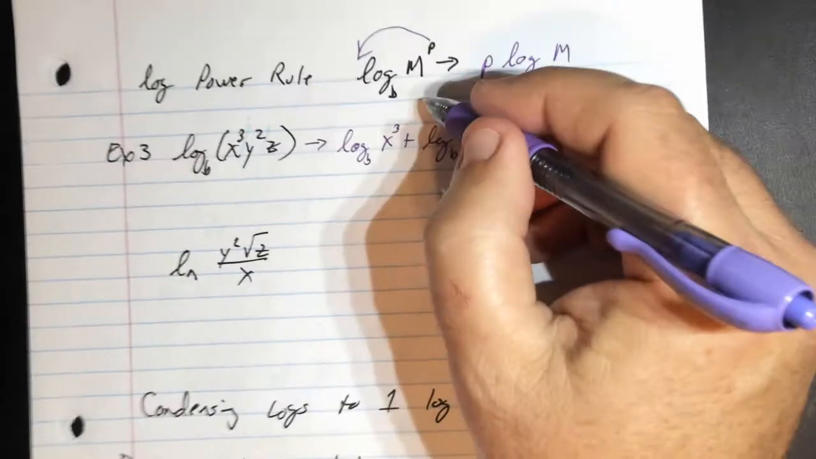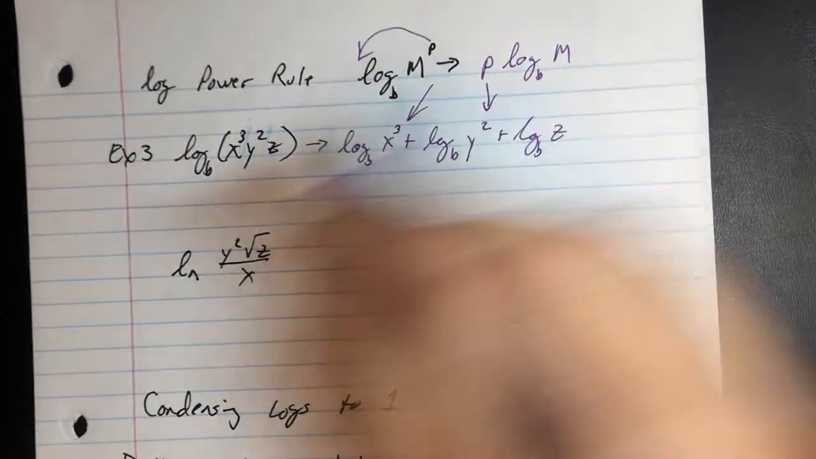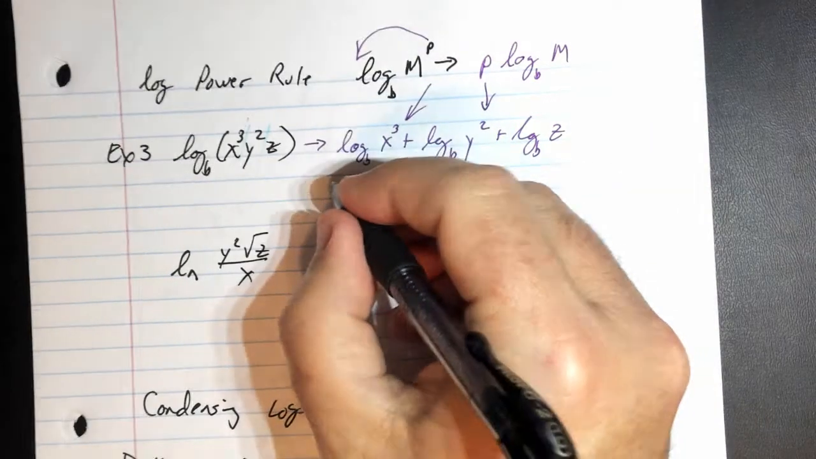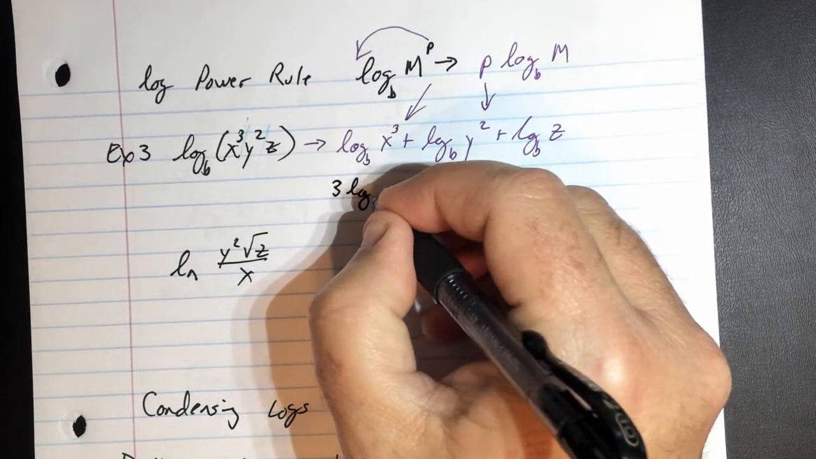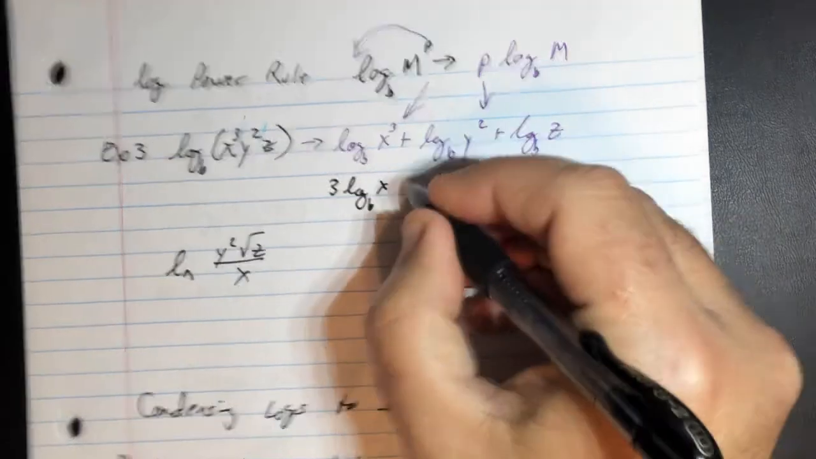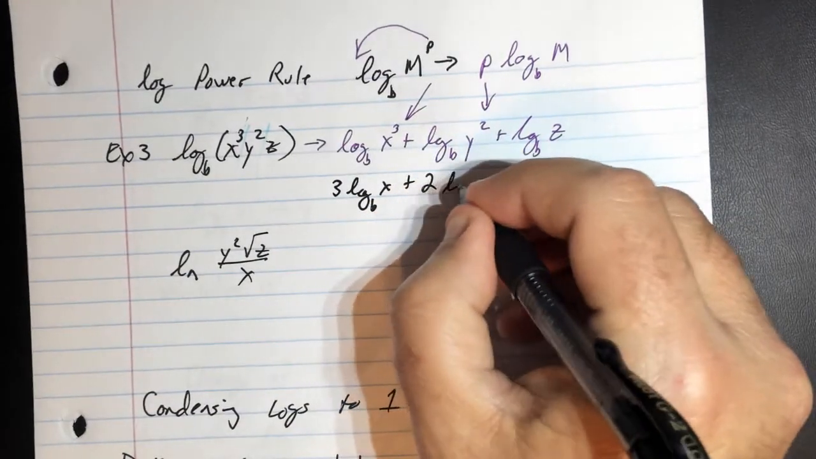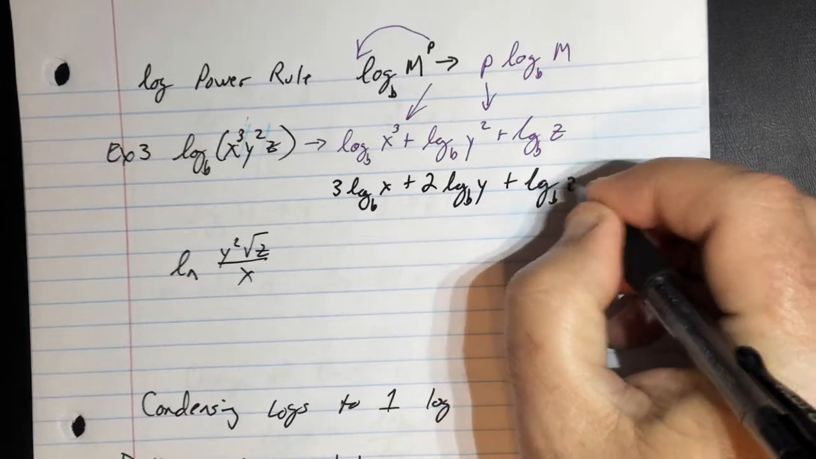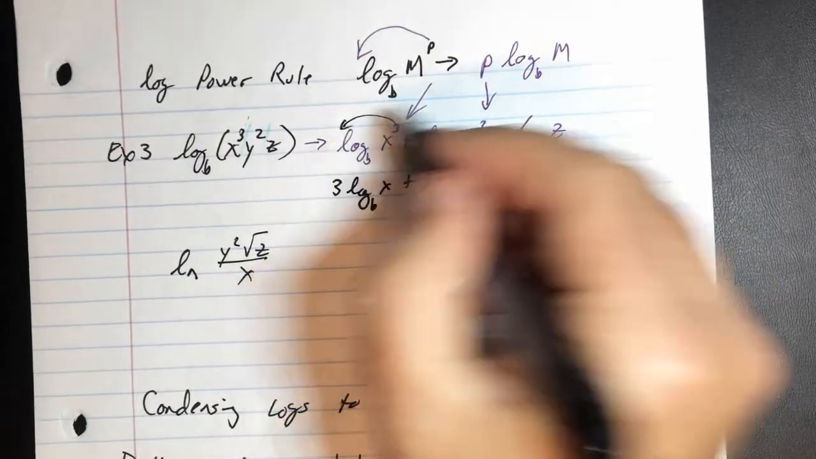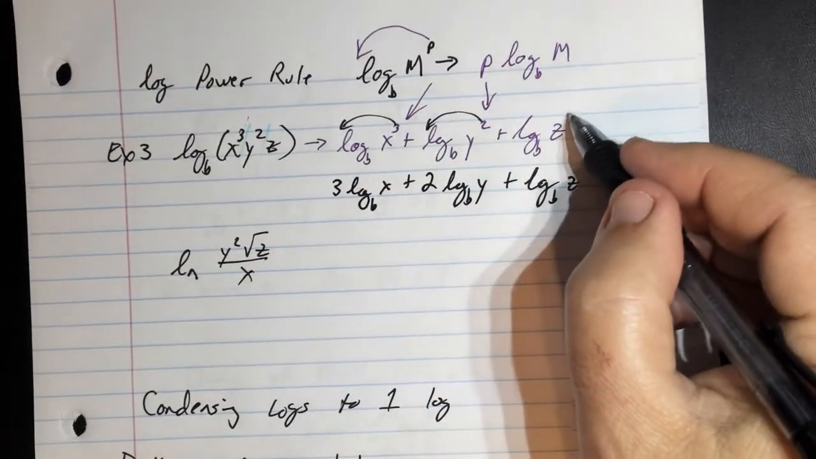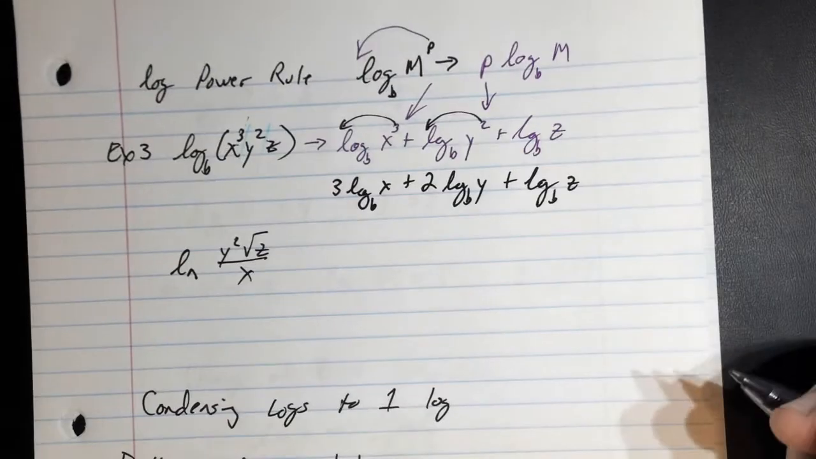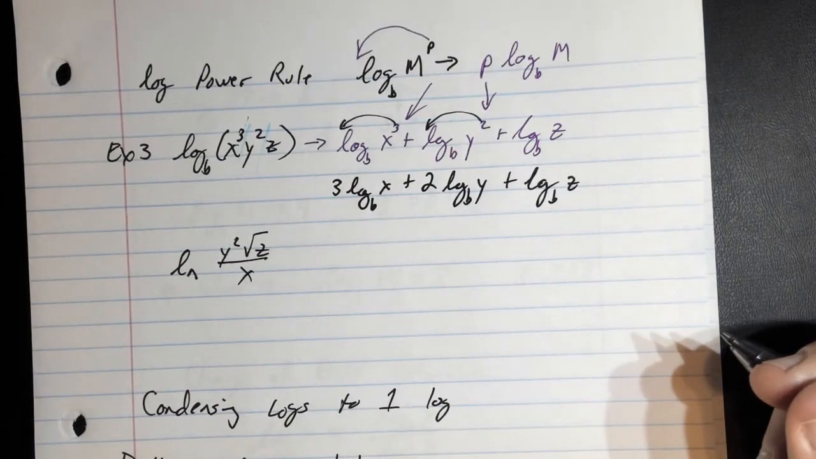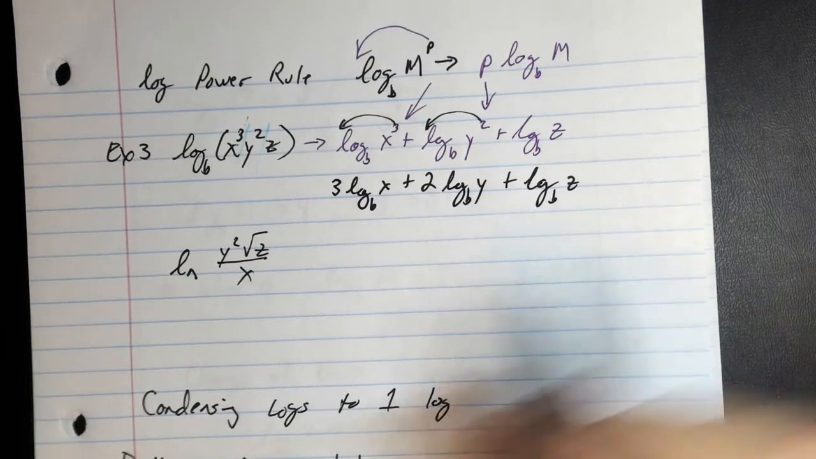Now I can use this power rule on those 2 exponents and bring them out front. 3 times log base b of x plus 2 times log base b of y plus log base b of z, because each of these has to come out front. This one has an exponent of 1, so it really doesn't matter.